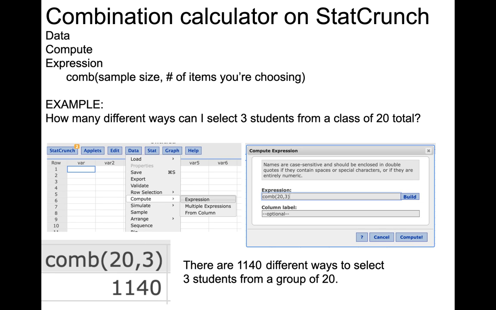So this tells me that there are 1,140 different ways to select 3 students from a class of 20 total. So if I were to put 20 names in a hat and select 3, there'd be 1,140 different ways I could select those 3 names. That's what that is telling me. Okay.